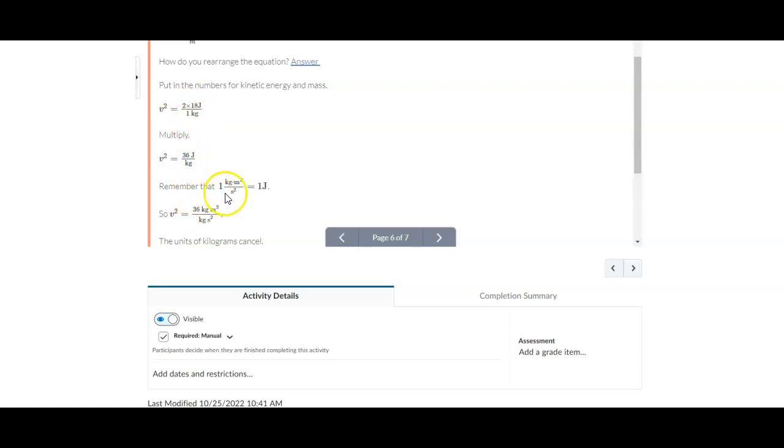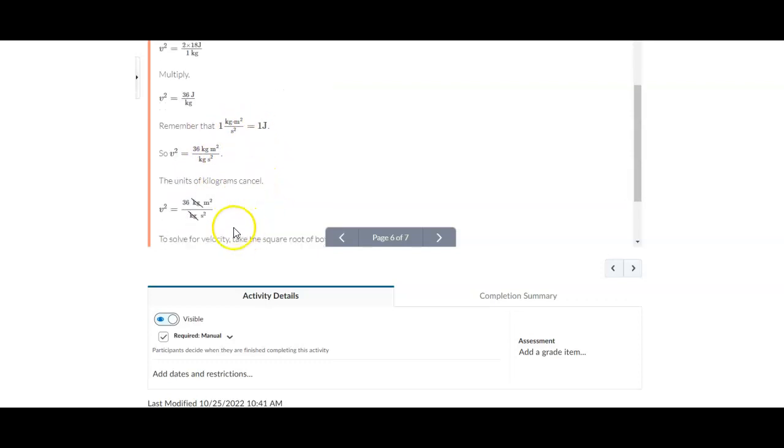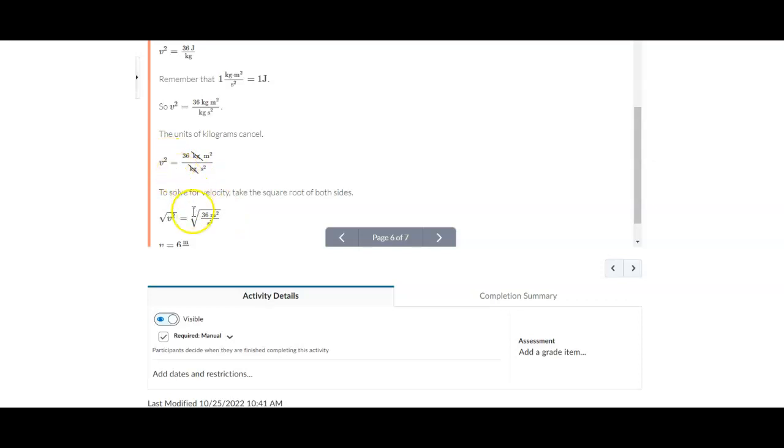So you have that, and then you remember that this one over here is a formula consisting of kilograms, meters per second squared, and that's going to equal 1 joule. So we've got v squared is equal to 36 kilograms, and then you're remembering all of those things together. That's a lot of stuff, but it's a joule. So you're canceling those things out.